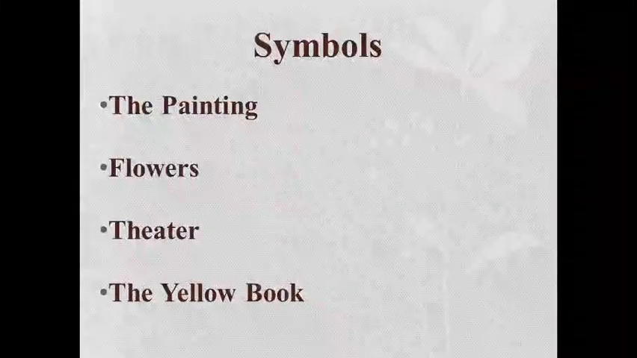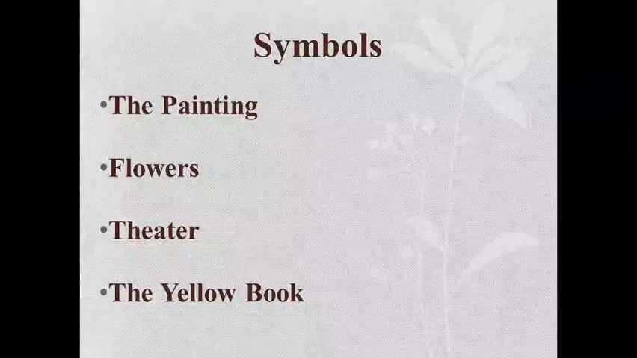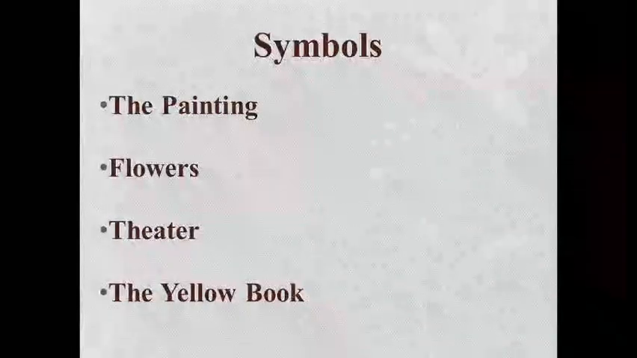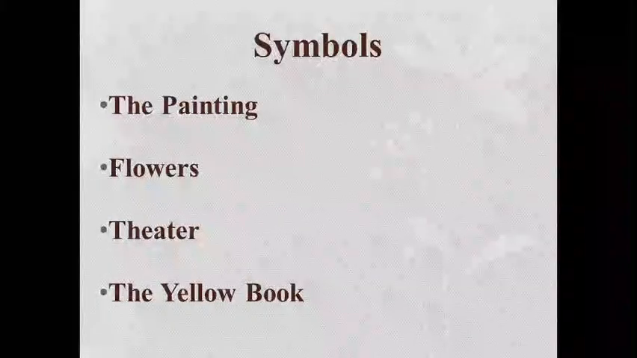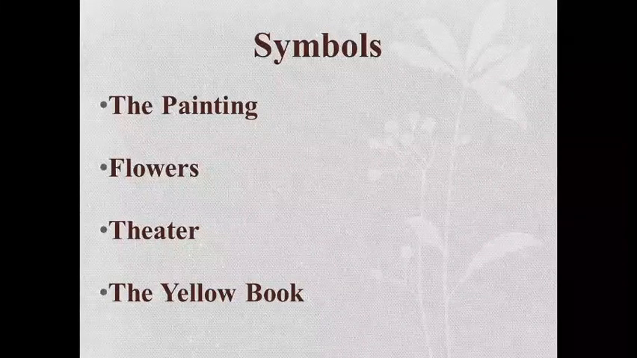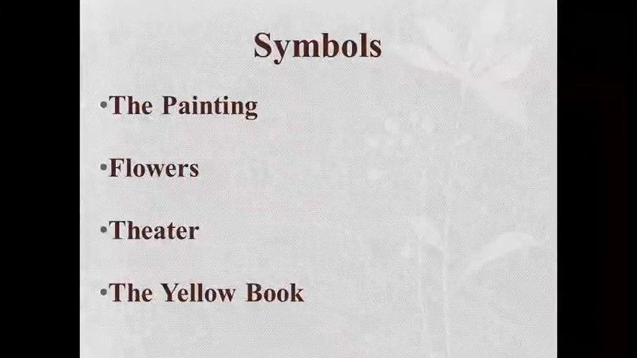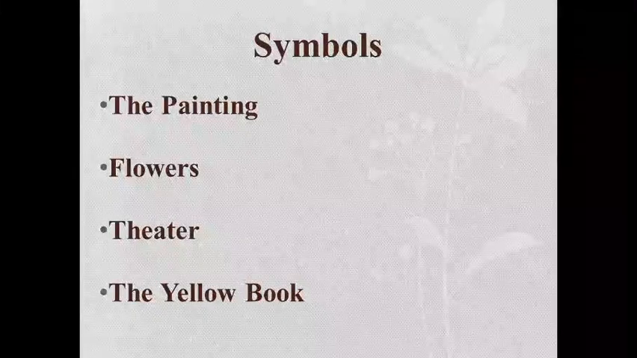The theatre also symbolizes the way all the main characters play roles in their own personal dramas. And the last symbol is the yellow book. In chapter 10, just after Dorian hides his portrait and learns the results of Sybil Vane's inquest, he reads the yellow book Henry sent him.